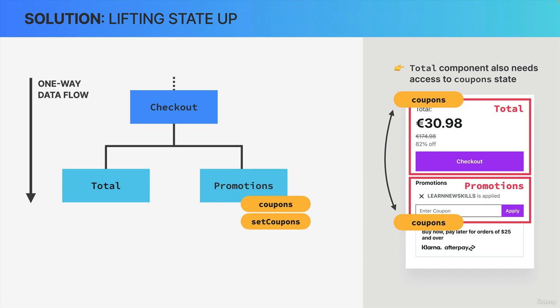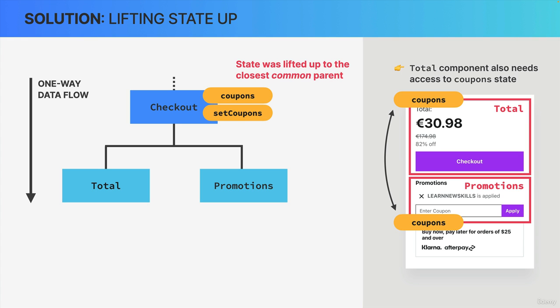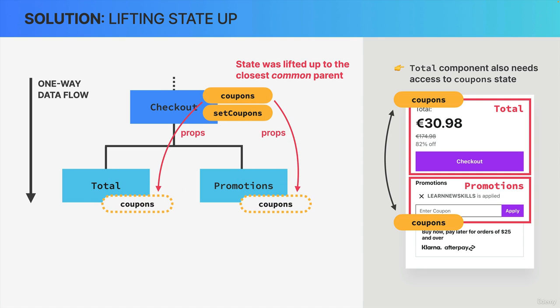But what does that mean and how exactly does it work? Well, lifting state up simply means to place some state in a component that is a parent of both components that need the piece of state in question. So in this example, we would remove the coupon state from promotions and place it in the checkout component. And just like this, we have lifted state up to the closest common parent of both total and promotions. And now giving both these components access to the state is as easy as passing it down using props.